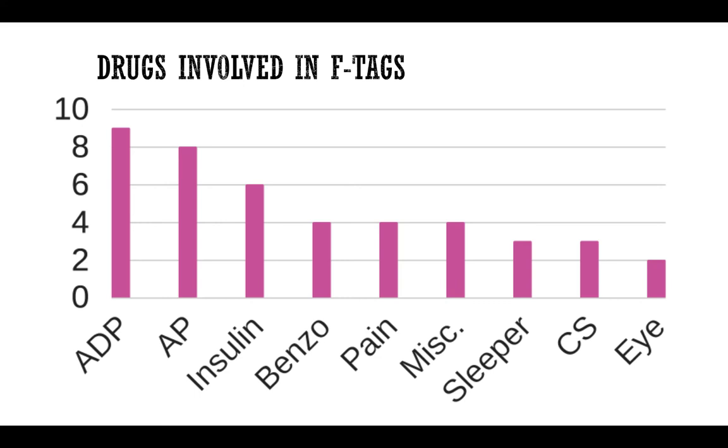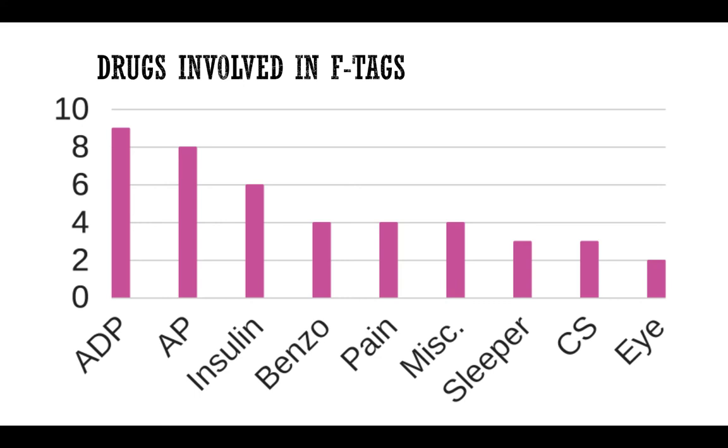So we talked about antidepressants, antipsychotics, benzos, sleepers, insulin, pain and controlled substances. So pain, what you might see there is as-needed medication use. Oftentimes, patients will have multiple PRN pain medications, and I've definitely seen that come up in survey deficiencies. You've got to have parameters in place when you are deciding which pain medication to use. Miscellaneous agents, I'll talk about those a little bit further here.